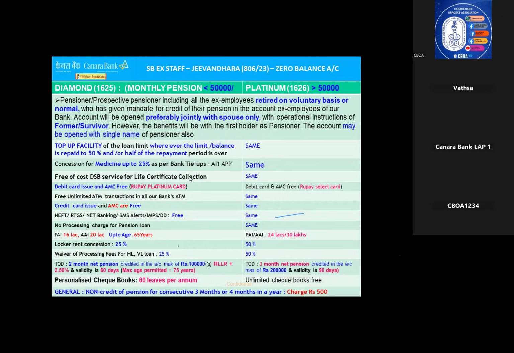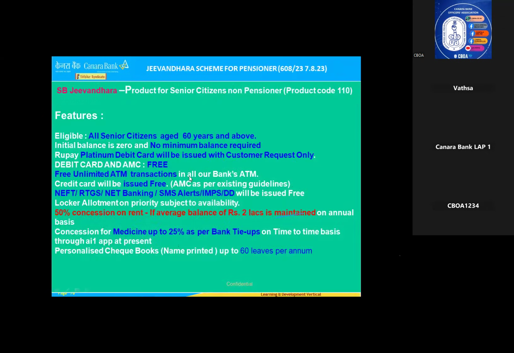Non-credit of pension for 3 to 4 months, then it is on. This is the 110 product. Originally it was opened for defense pensioners only. Now it has been changed. It is for senior citizens, even non-pensioners. 110 can be opened by all senior citizens aged 60 years and above. You can open the SB product 100, 110.